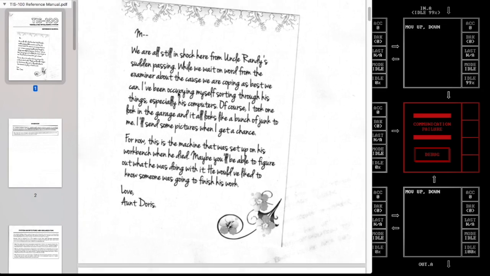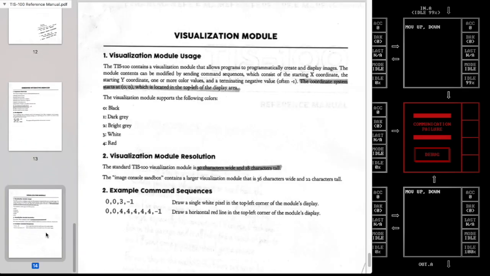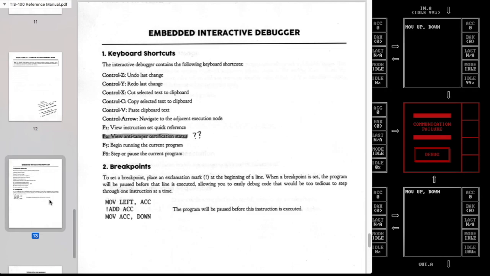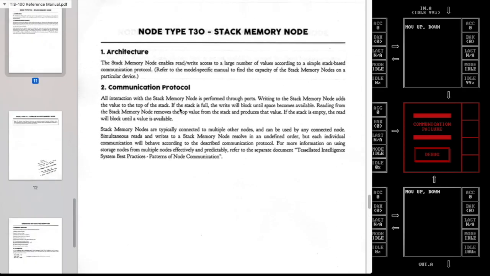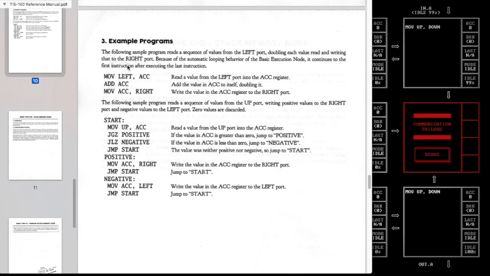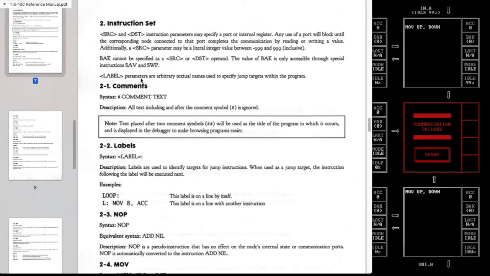We are still in shock here from Uncle Randy's sudden passing. How many pages is this? 14 pages. What? I love it because it looks like someone scanned it. Like, see, there's question marks. But this is an official, like they purposely made it look like that. Look, see. To-do lists. This is so cool. This is part of an official game. It's a PDF file and it's part of this computer game, which has really high ratings. That's so cool because it's almost like real life. That's really cool.